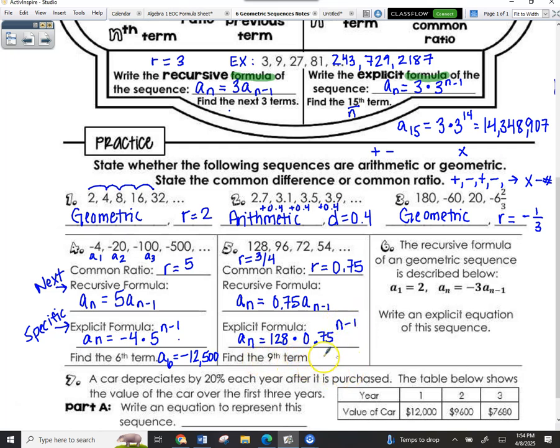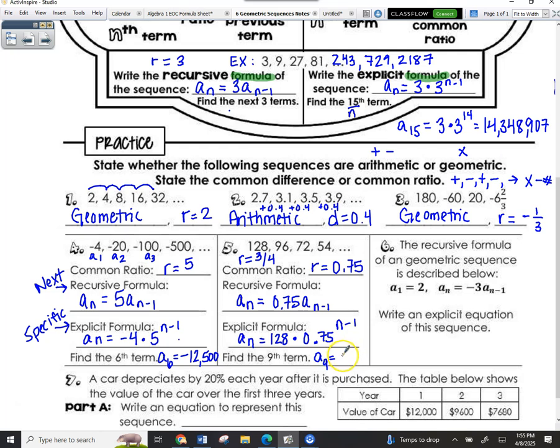Find the ninth term. Malachi, which one would I use? Which formula? Recursive or explicit? Technically you could use either one, but explicit will get you there faster. So somebody read it to me. Type it in your calculator and I think you get a decimal that is ugly. Yes? Then you're going to hit math frac. Decimal, math frac.